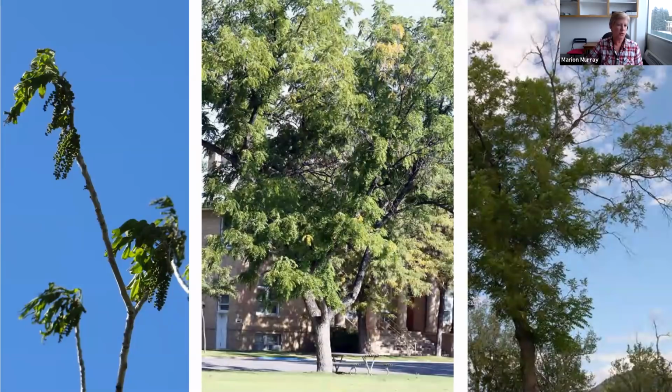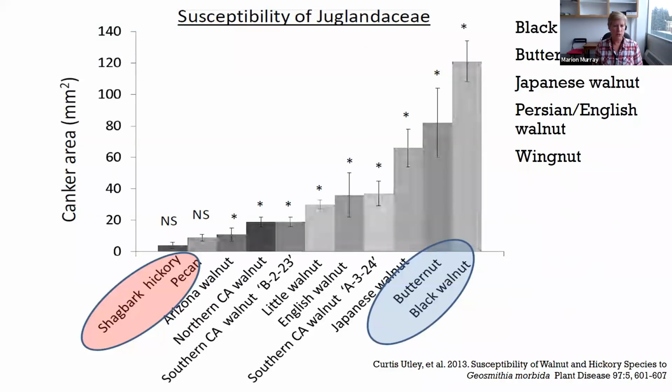Symptoms in the trees would be flagging of the foliage, wilting, slight dieback, and then eventually death within anywhere from 4 to 8 years, depending on the host. This just shows the different species within the Juglandaceae family and their susceptibility. Black walnut and butternut are the 2 most susceptible, and shagbark hickory the least. Wingnut on the far right, I'm not familiar with that one, but it's a new host that was identified in 2016.